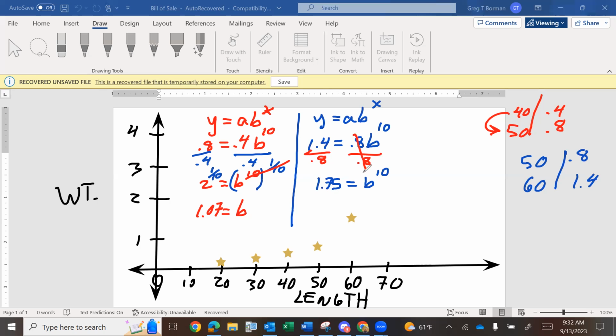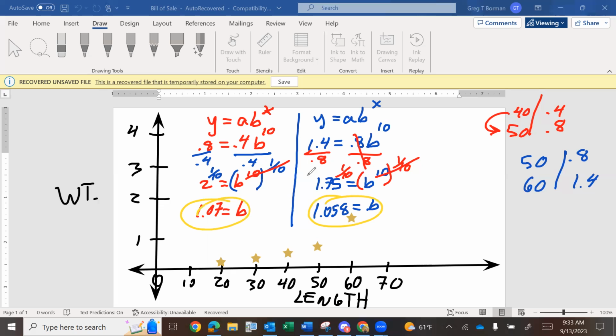And then I'm going to raise both sides to the 1/10th power. And then that gives us 1.058. I don't think I rounded the other one off like I was supposed to. Okay. And so this answer is smaller than this one.